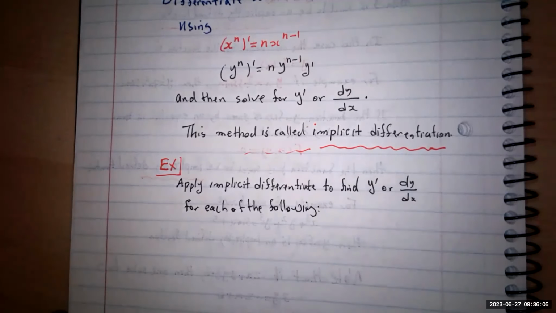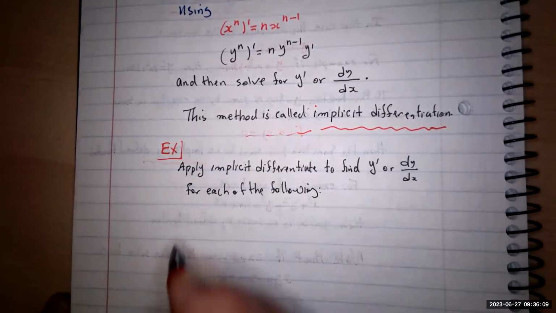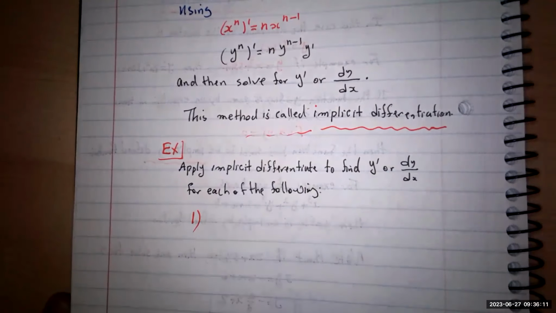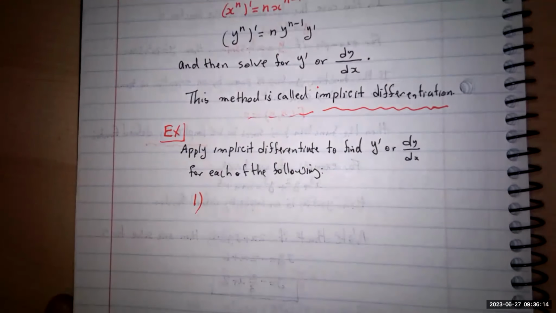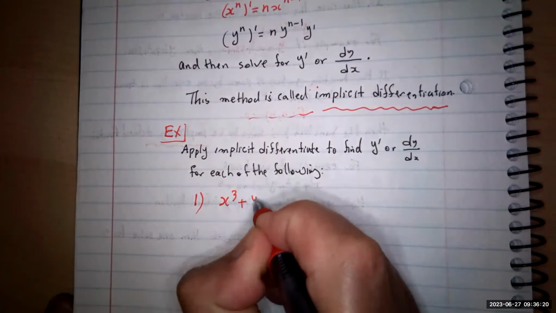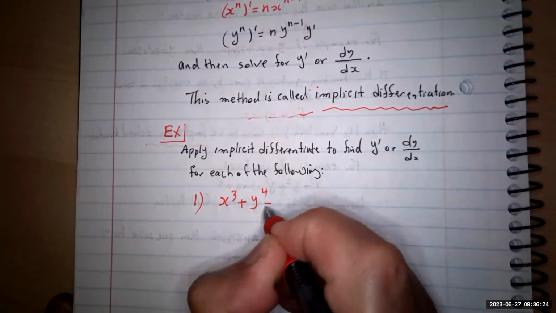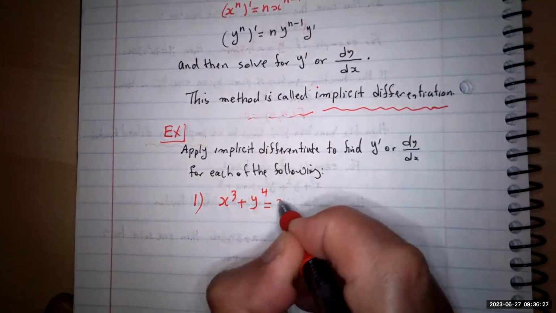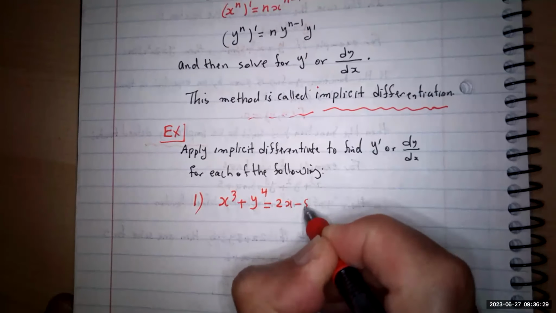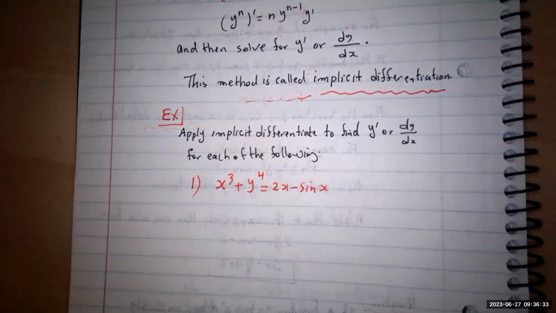This is the equation I'm going to give. There are two types. Type 1 is very straightforward: you're going to have only a power of y. So this is like x cubed plus one term in terms of y to the fourth equals 2x minus sine x. This is not going to be complicated, just a power of y.